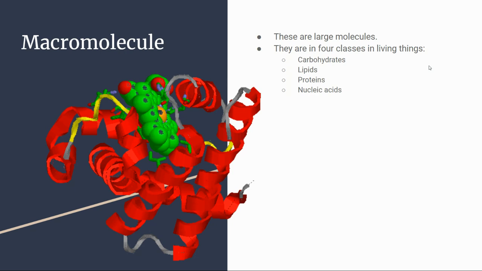All right, so macromolecules. Think about what the word means, okay? So these are large molecules. Macro is large, micro is small. Macromolecules are large molecules. They are in 4 classes in living things. So we're talking about carbohydrates, lipids, proteins, and nucleic acids.